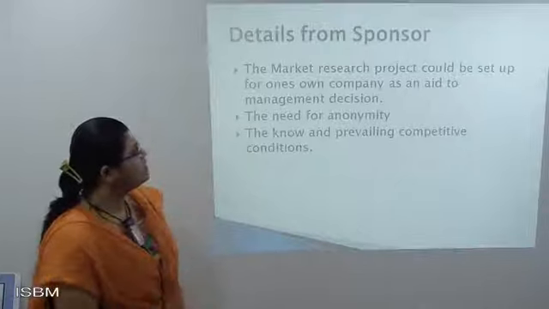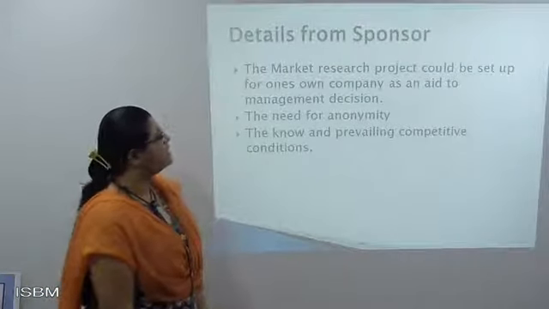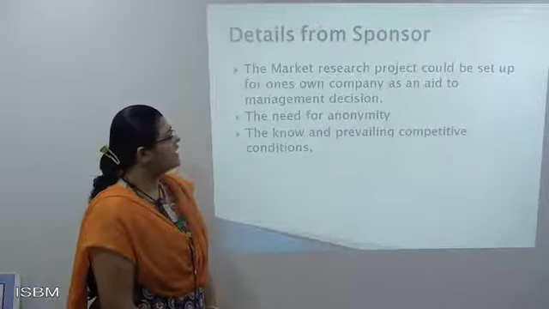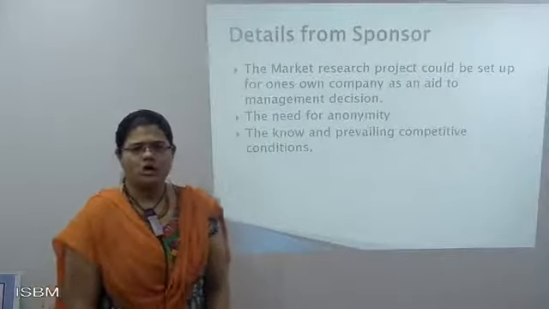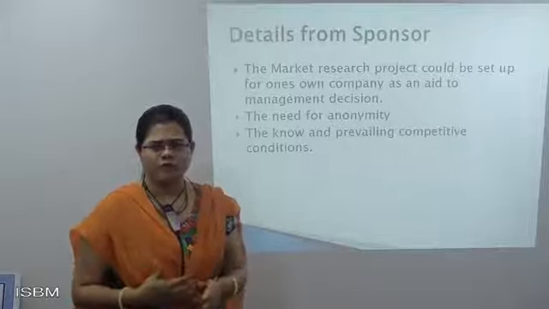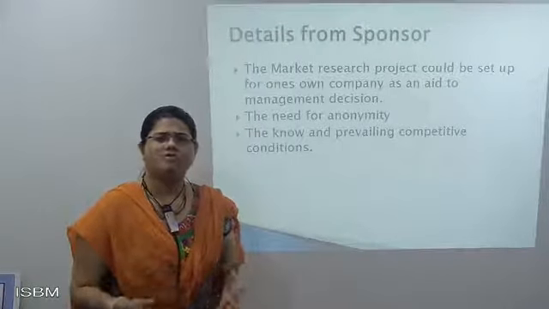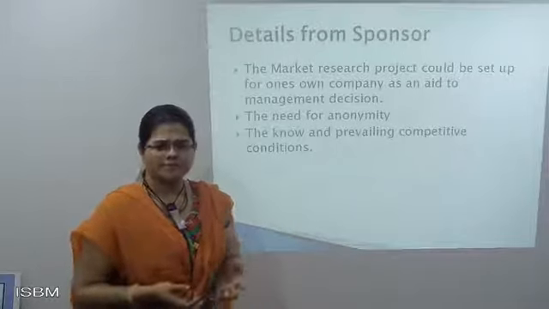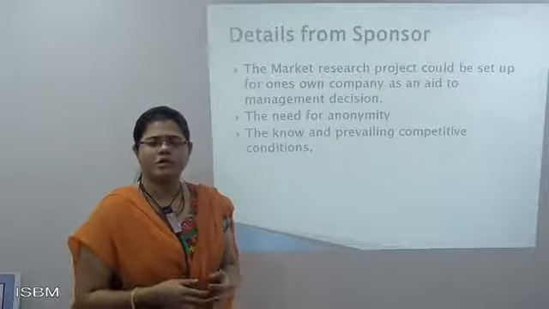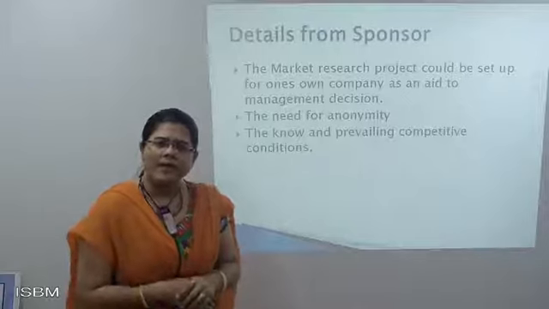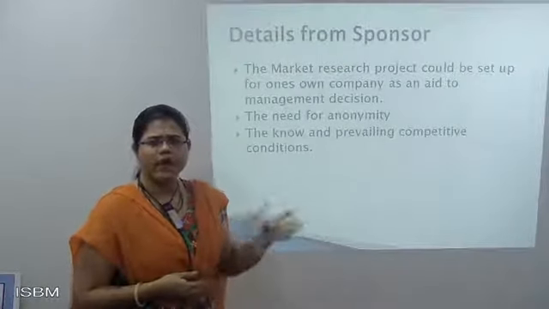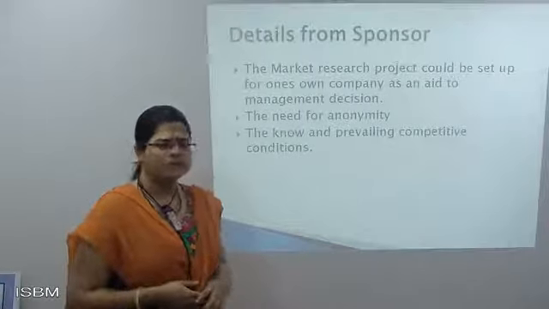First, the market research project could be set up from one's own company as an aid to managerial decision. So how you handle those projects depends on the managerial decision: what research they want, how the management in the organization requires it, what types of research they require. So first, you need to get the details from the sponsor.